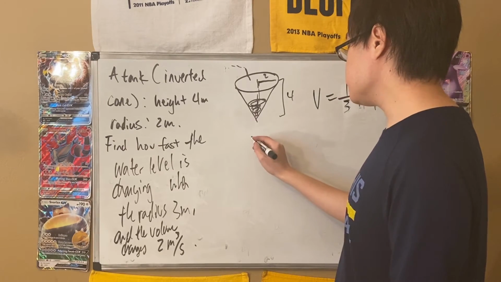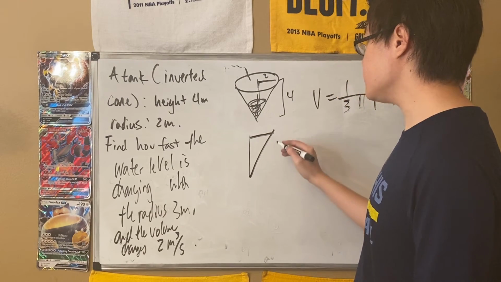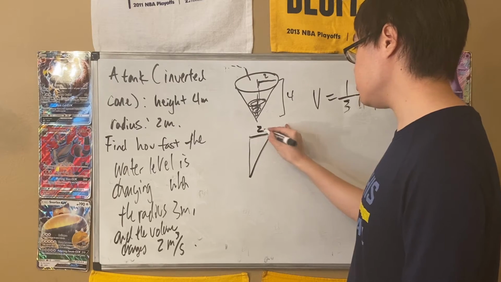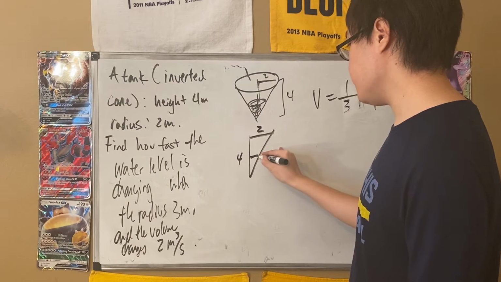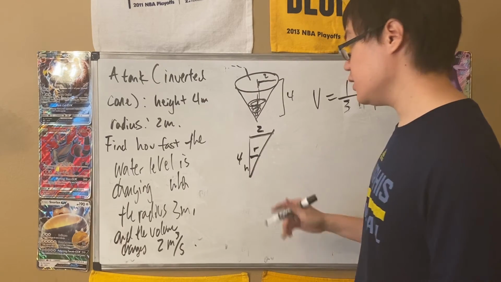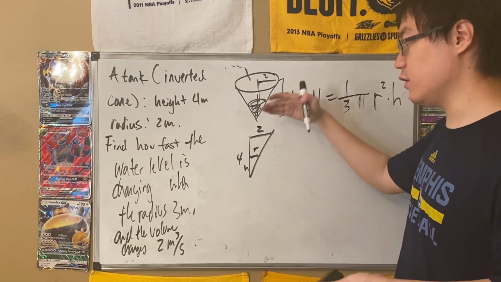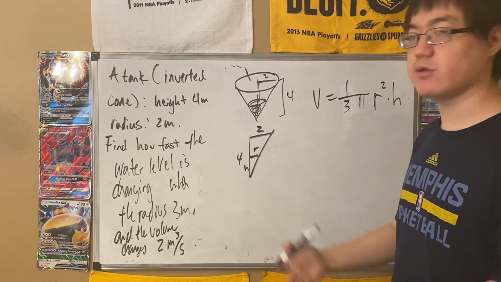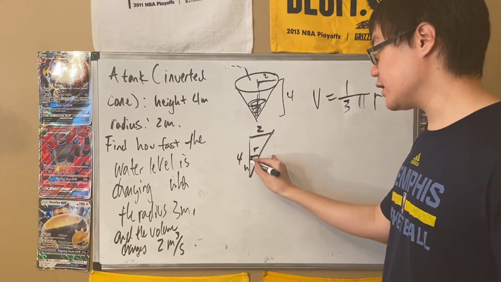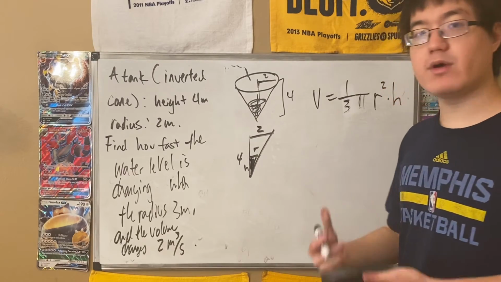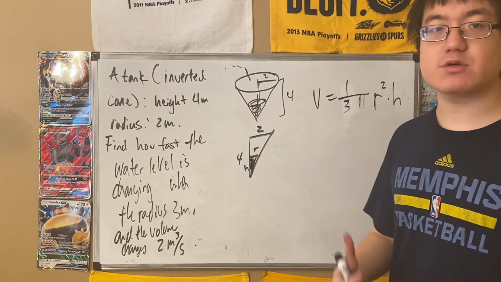So basically we're going to take a cross section of this cone. It's going to look like this. Notice that the radius is 2 and the height of the entire cone is 4. If you take the water level itself and call this r and call this h, there are 2 heights and 2 radii: the radius and height of the entire tank, and the radius and height of the water level. And with this picture, we can use our old friends, similar triangles, to get a formula for h with respect to r.